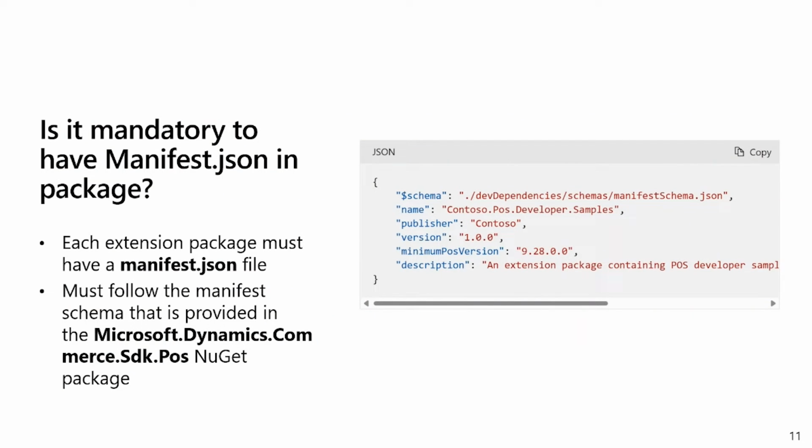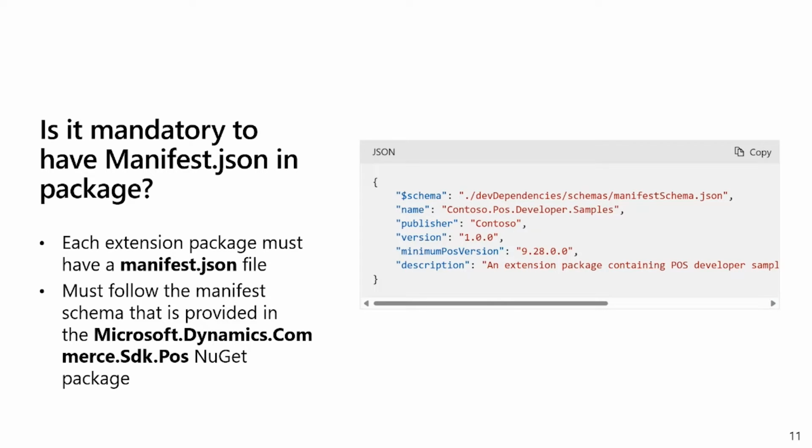So there are some changes in the manifest schema, and each extension solution should refer to a manifest.json file. The manifest file contains important information about the extension package and defines a list of extensions in the package. The manifest file must follow the manifest schema that is provided in the microsoft.dynamics.commerce.sdk.pos NuGet package. Otherwise, POS can't load the extensions.